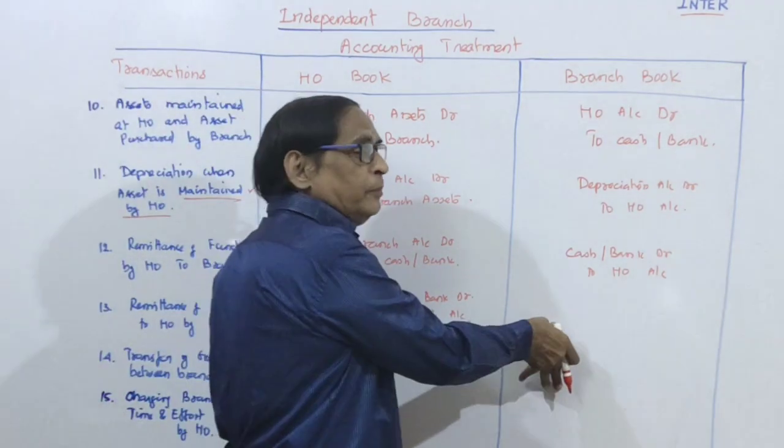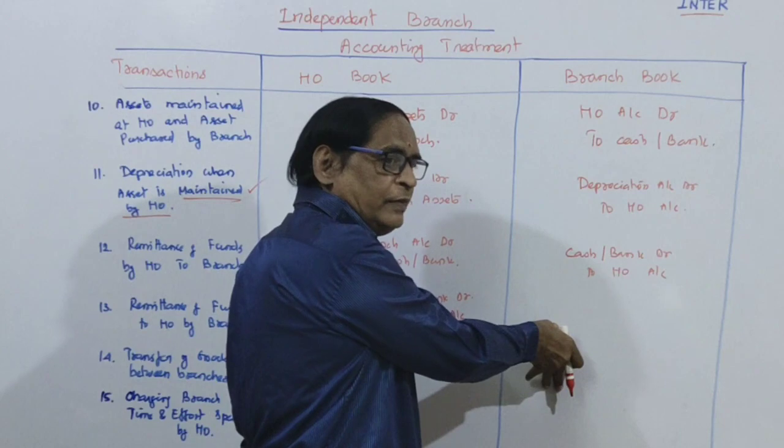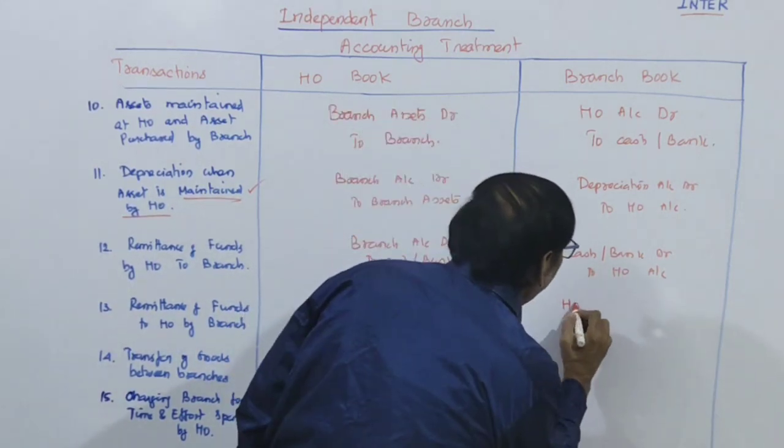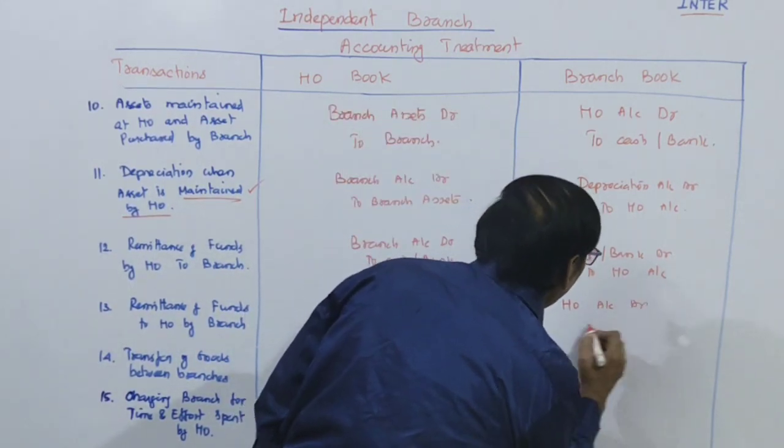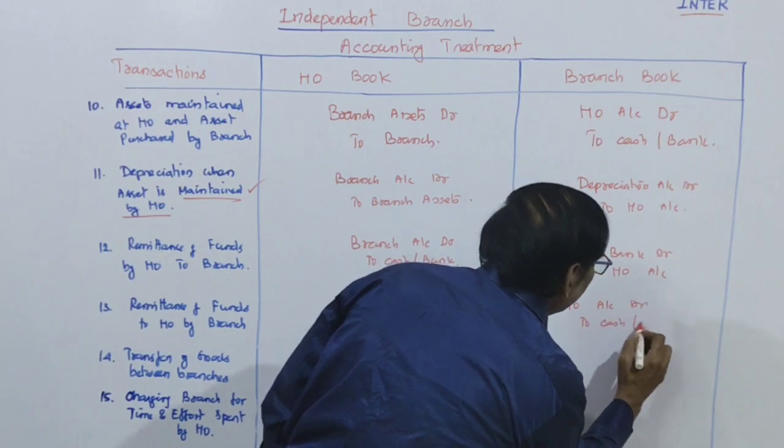Here branch is paying. So who is receiving? Head office. So head office account debtor to cash or bank. Understand?